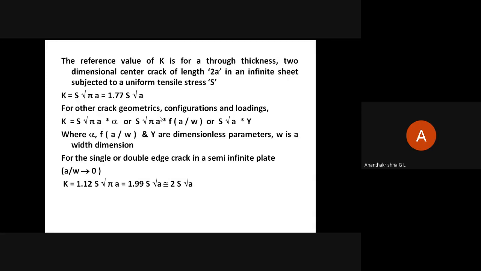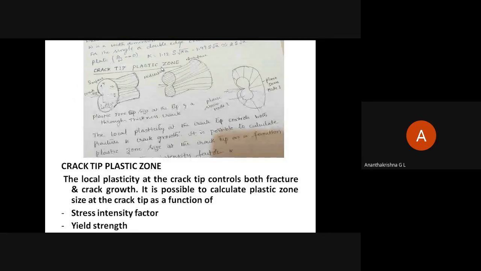Now let us look at the crack tip plastic zone. Next reading is crack tip plastic zone. Just note down these sketches. This is the plastic zone size at the tip of a through thickness crack. This is plane strain mode one. This is a midsection, so when you take this midsection, this is how it looks. Again, it is x and y coordinates over here. This is the crack tip, this is the z direction, and this is the surface. Just note down these three sketches. This is plane stress mode one. This is plane strain mode one.